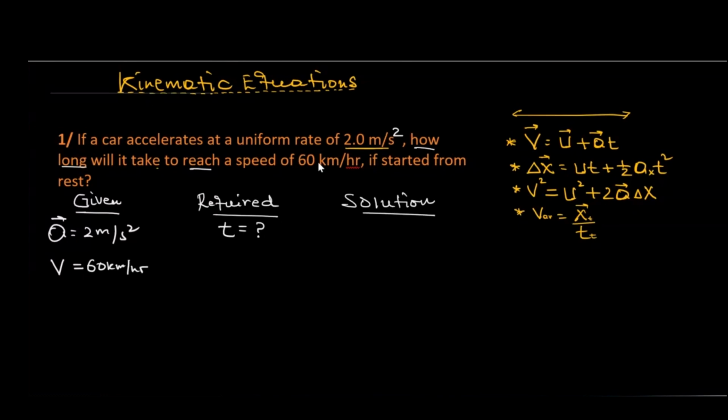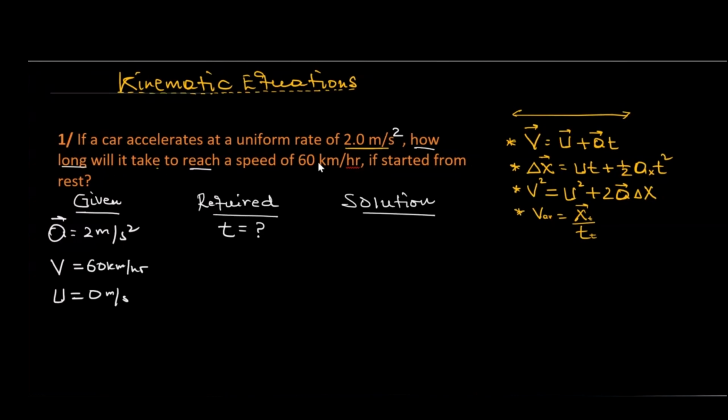If you reach somewhere, that means you started from somewhere. So if it started from rest, rest means zero. Something at rest is just a zero. So this is 0 meters per second. Now look at this very carefully. The velocity is given in kilometers per hour.